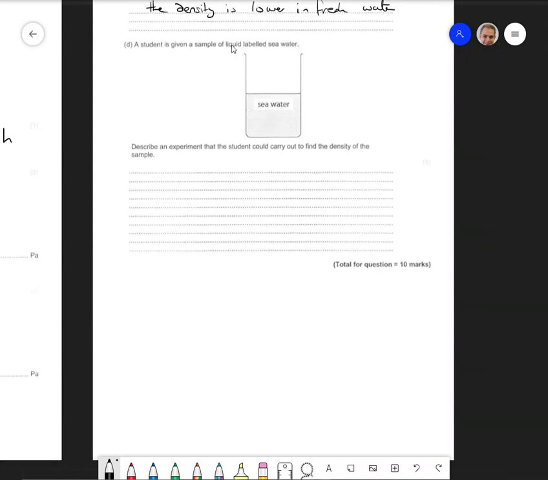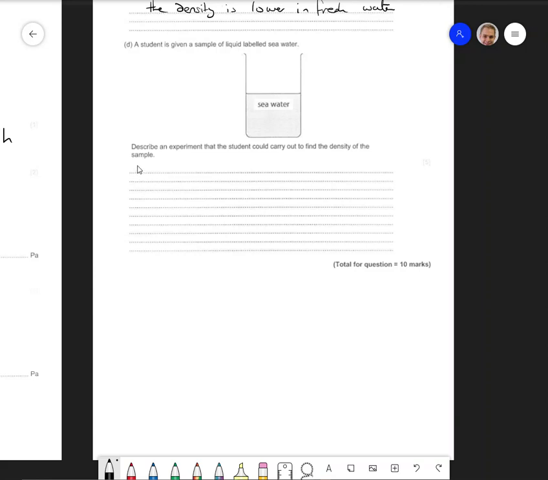A student is given a sample of liquid labelled seawater. Describe the experiment the student can carry out to find the density of the sample. 5 marks. We're looking for sort of 5 things to say. This was a standard thing you did in year 9, measuring the densities of things.